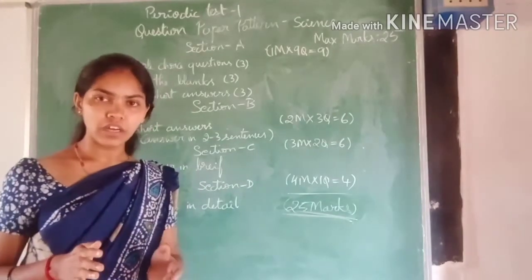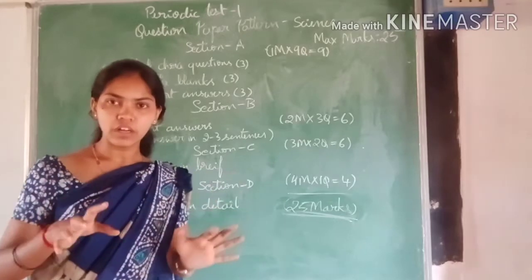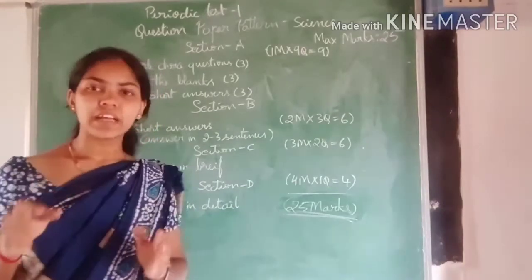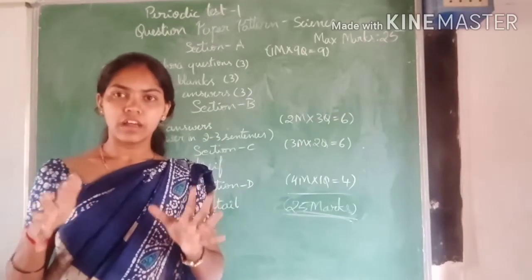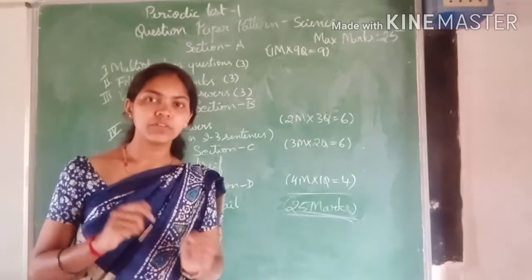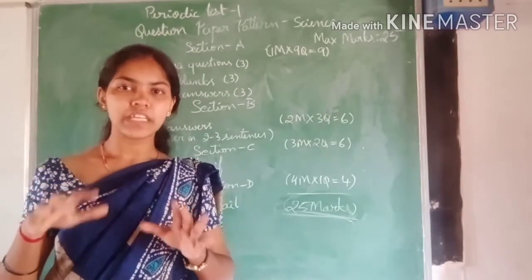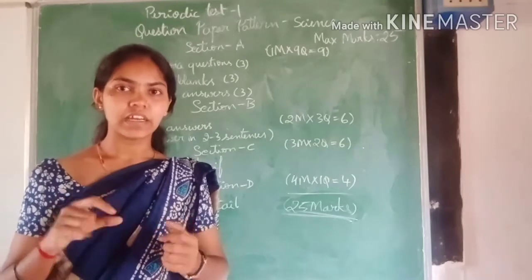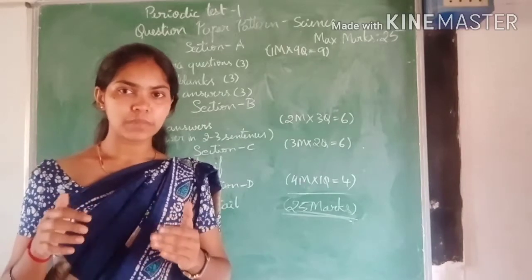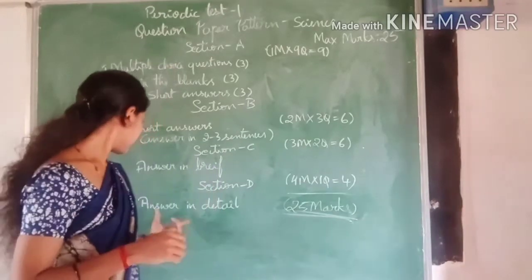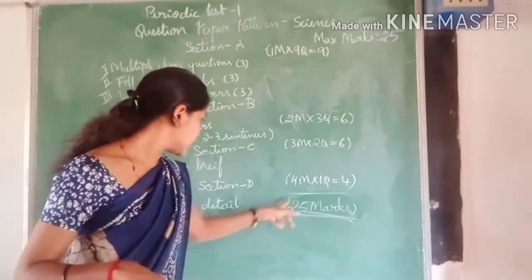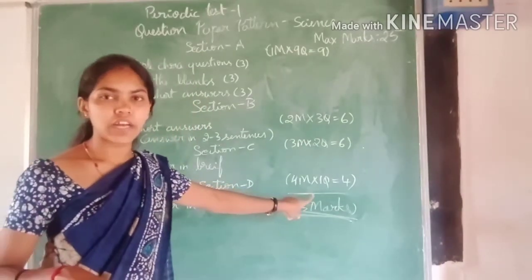If they ask you to draw any picture or diagram, you have to draw using the pencil and then label the parts properly. If they ask you to explain the experiment, you have to explain everything, how the experiment is conducted, and along with the diagram you have to explain the experiment. Then answer in detail, you have to write all the points. Section D carries 4 marks. You have to write all the points.